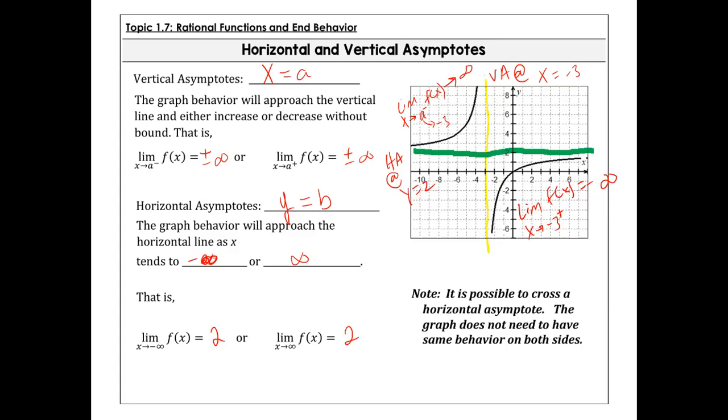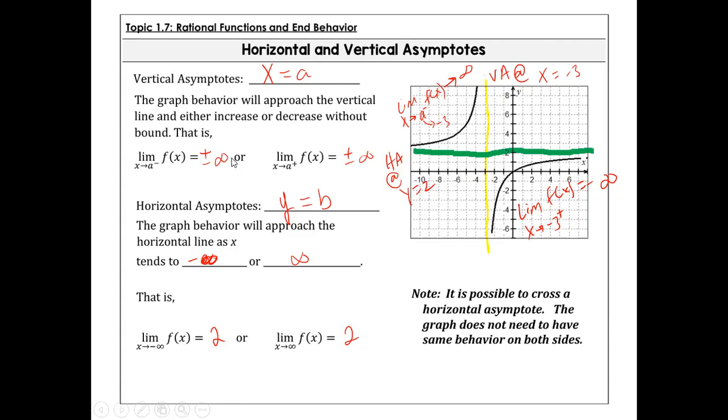But the graph does not have to have the same behavior on both sides. Okay. So again, I can cross, and sometimes I do, and sometimes I don't. But in our window, do we see this function crossing? No. So therefore, we are approaching, trying to get as close as possible to 2. Okay. So our horizontal asymptote is setting our limits as we go left and right.